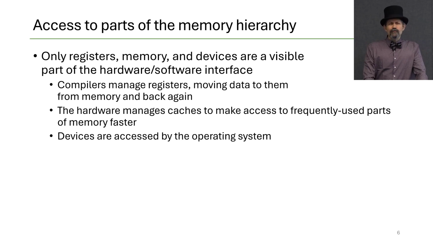When we program, only registers, memory, and devices, such as storage devices, are visible to the programmer as part of the hardware-software interface. Compilers manage those registers, moving data to those registers from memory, and then back to memory once computation is done. The hardware manages caches to make access to frequently used parts of memory faster. So when we access a piece of main memory frequently, the hardware will move it to the cache for us. We don't have to control that ourselves as a programmer. Finally, devices are accessed by the operating system.